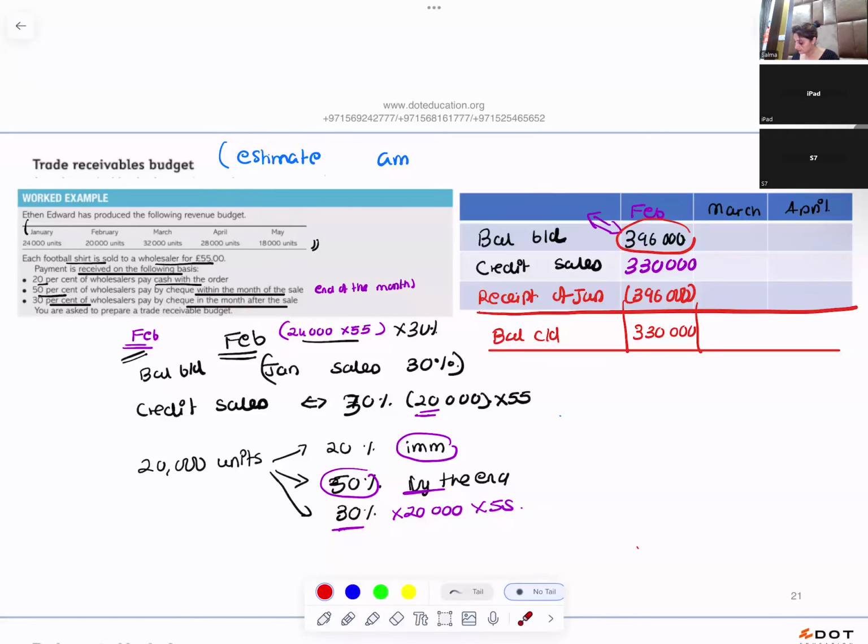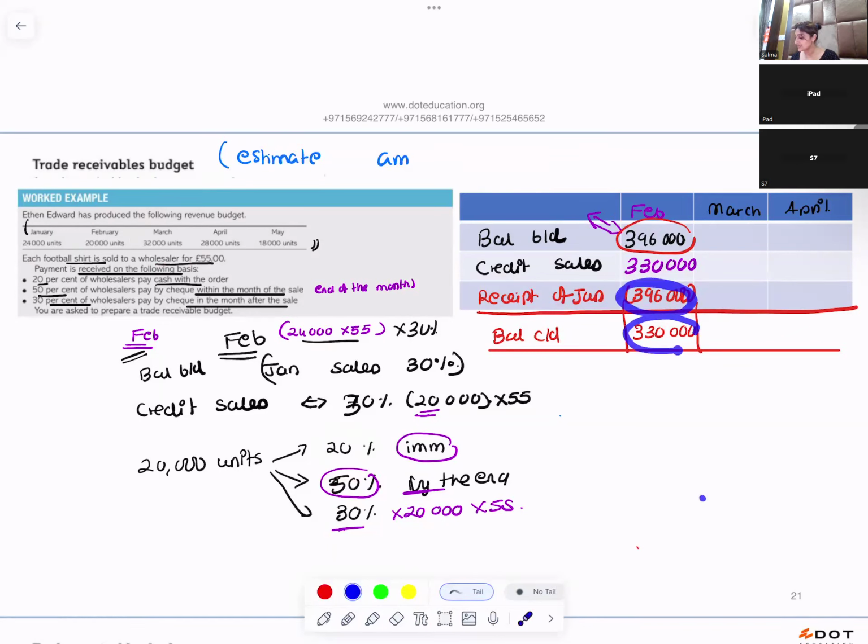First understand this part. They are going to pay us in the month after sales. Then in this month, February also, 20% pay us immediately, 50% are going to pay at the end, so 30% will pay us next month. I confuse credit sales with sales. Receipts now in the month of February, what I will receive is the January sales money.